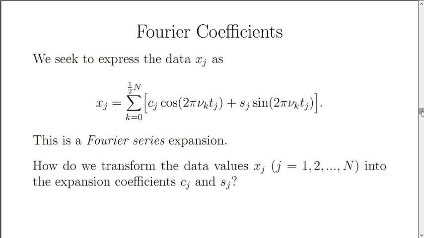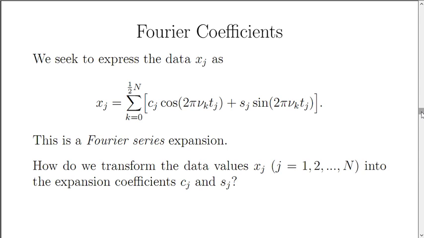We've chosen a periodic basis, we even called it a Fourier basis, and we want to express the data as a sum of constants times our basis functions, which is the sum for frequencies for index 0 to 1/2 of n of cosine coefficients times cosine functions plus sine coefficients times sine functions. This will be a Fourier series expansion.